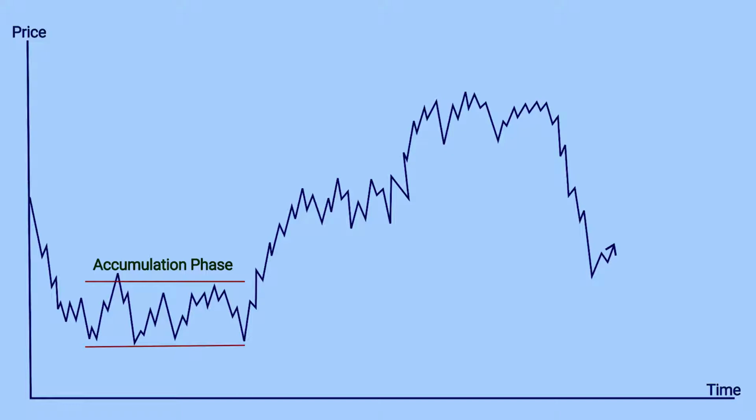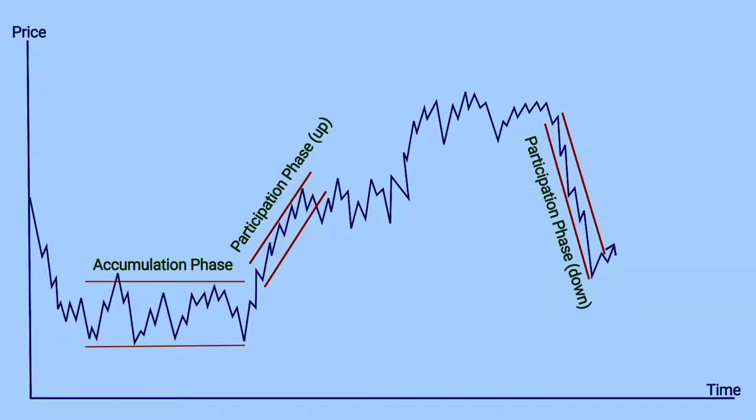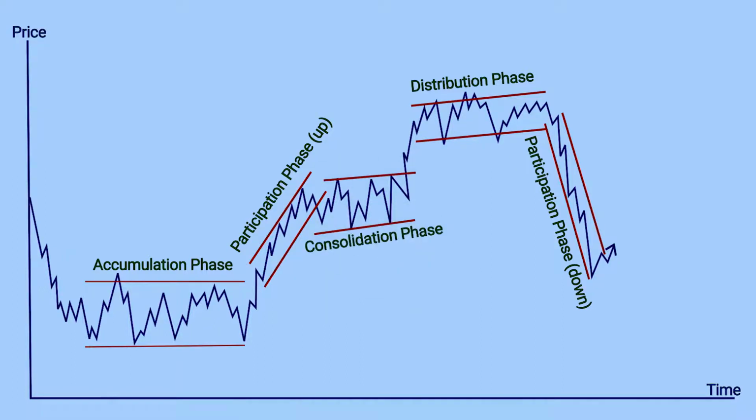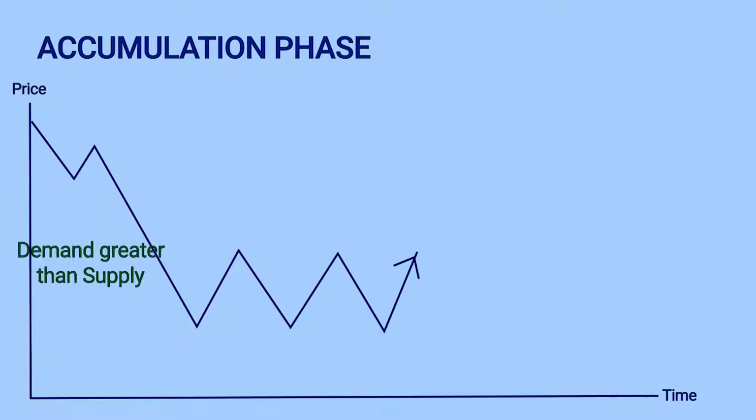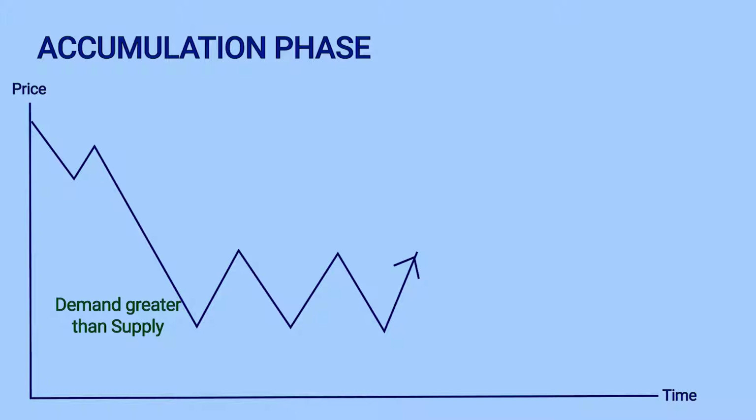We have studied in Dow theory that in the market there are three phases: the accumulation phase, the market participation phase, and then there is a distribution phase. Apart from that, there is a consolidation phase. Now let us understand them a little deeply. What is an accumulation phase? After a down move, there is a certain point when the selling pressure comes down and there is buying pressure in the market. So the buyers and sellers are in equilibrium.